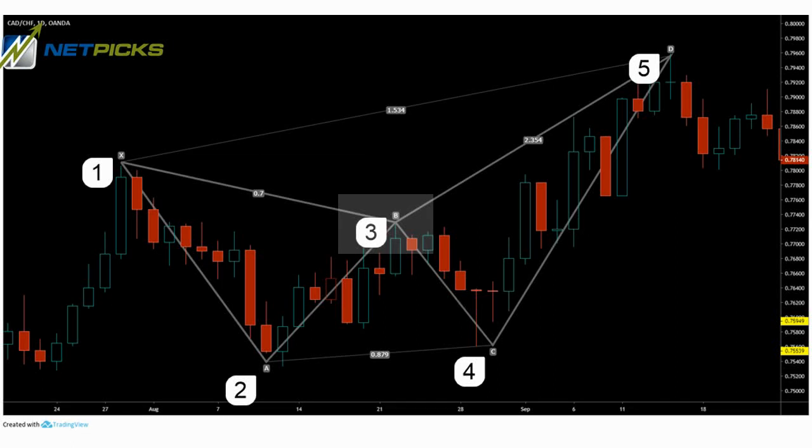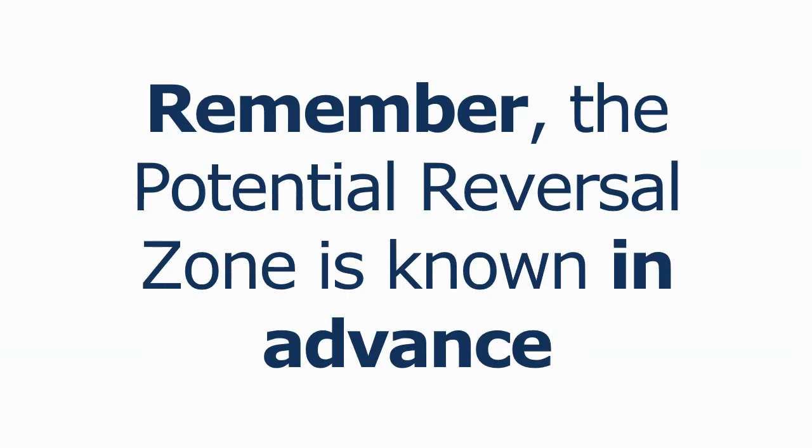And in this example, we have a 70% retrace. Clicking here gives us the BC leg. So the C ends at 87.9 pullback against the A to B leg. Now here is the potential reversal zone and completes the CD leg. This forms a 153% extension of X to A leg and 235 extension of the BC leg. So remember, the potential reversal zone, we know it in advance.